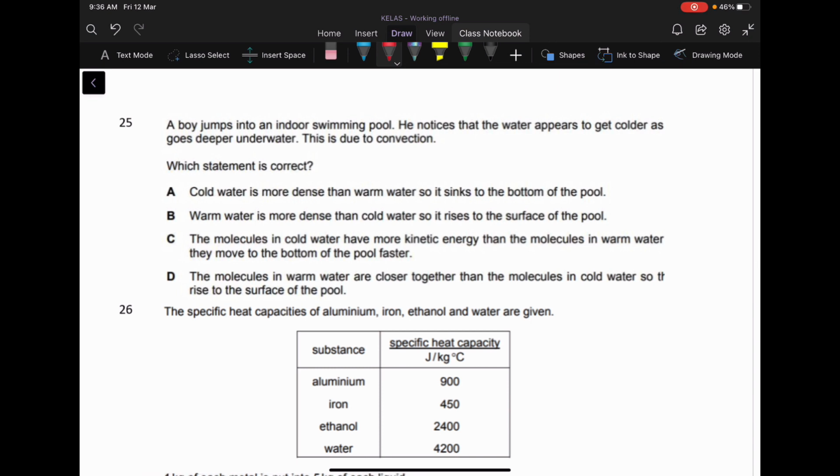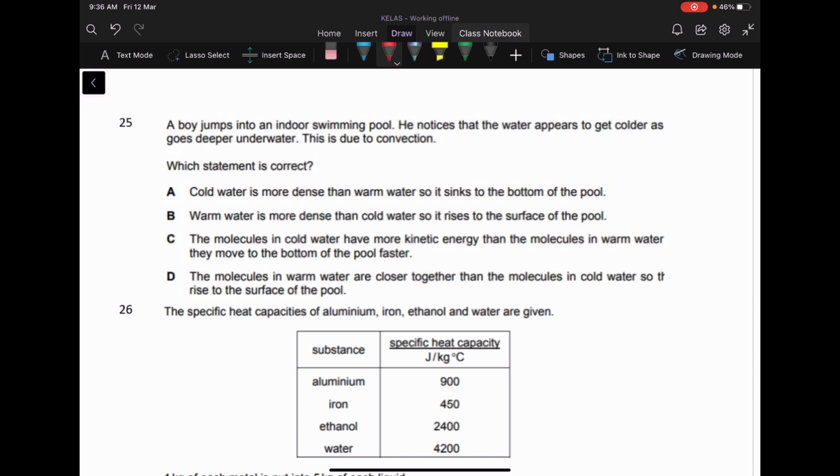Now, which topic is this one? A boy jumps into an indoor swimming pool. He notices that the water appears to get colder as he goes deeper underwater. This is due to convection. Which statement is correct? A: Cold water is more dense than warm water. We mentioned this one just now.